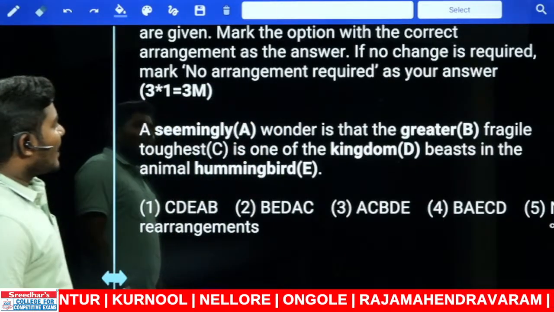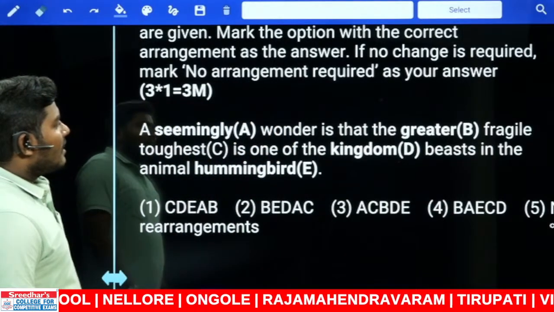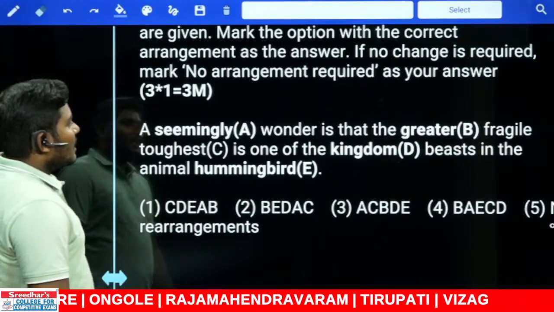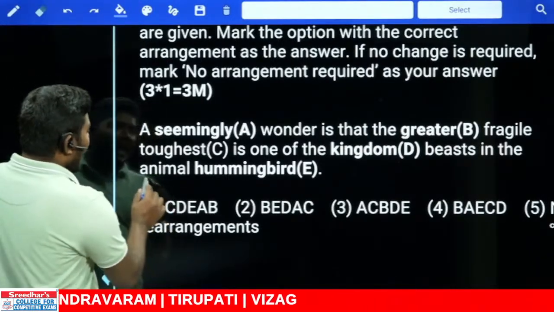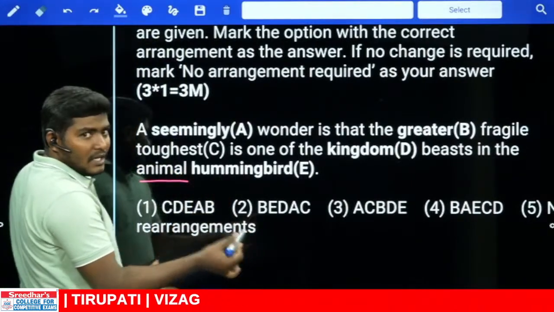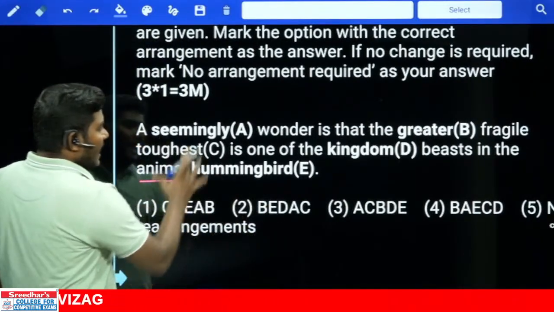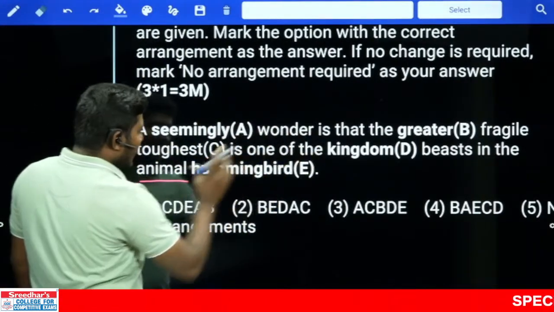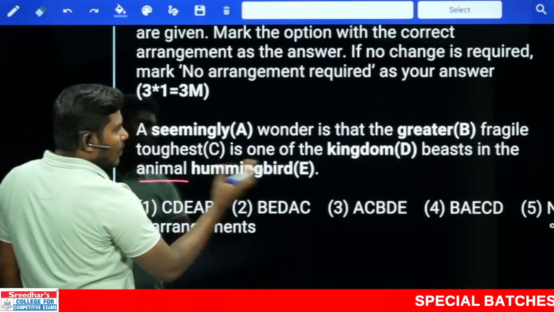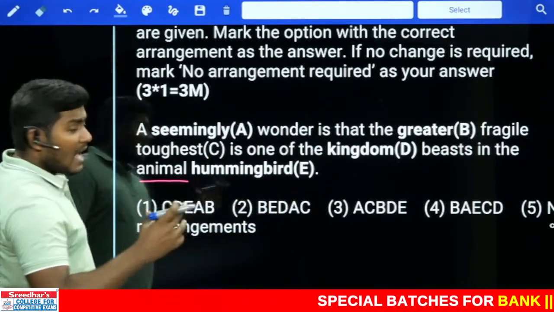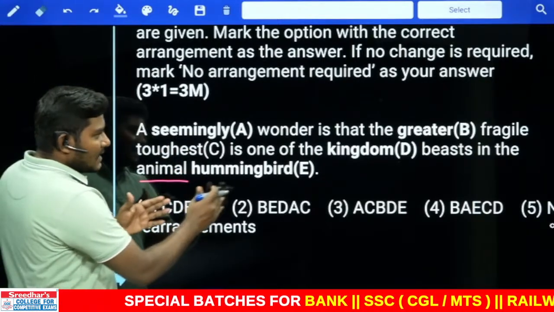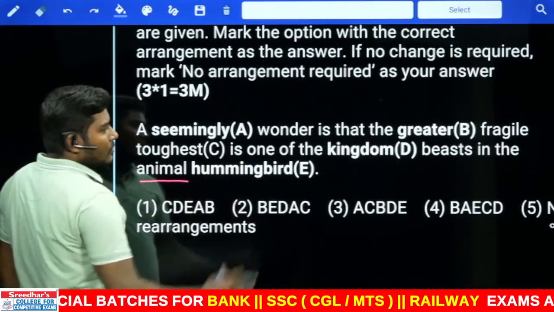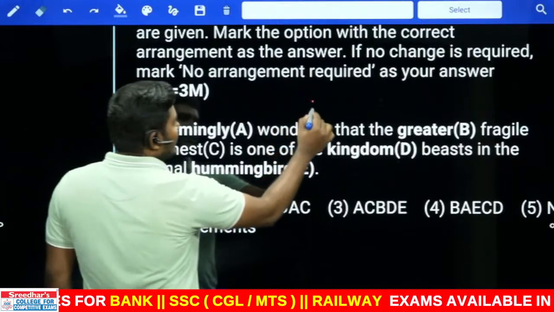A seemingly wonder is that the greater fragile toughest is one of the kingdom beasts in the animal hummingbird. Look at this animal in the animal what? In the animal hummingbird, in the animal seemingly, in the animal greater, in the animal kingdom. What can we use here? What is the best word? In the animal kingdom, humming. We are speaking about the hummingbird. So in the last case, we need in the animal kingdom. So the last statement should end with only D.